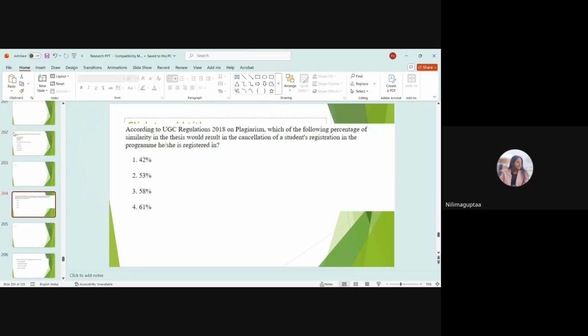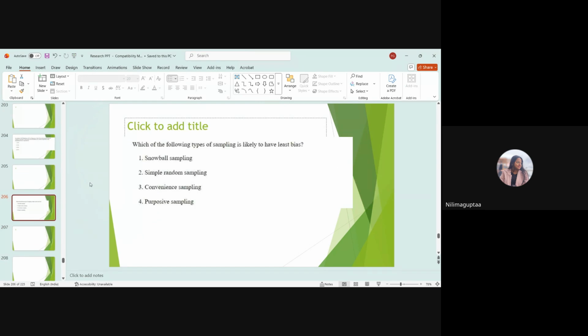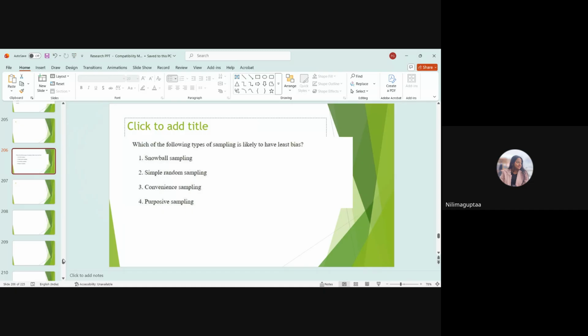Next, okay, we did this just now. Now this question, the last question for the day. Which of the following types of sampling is likely to have least bias?